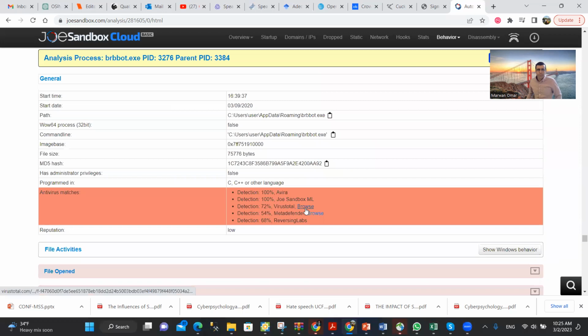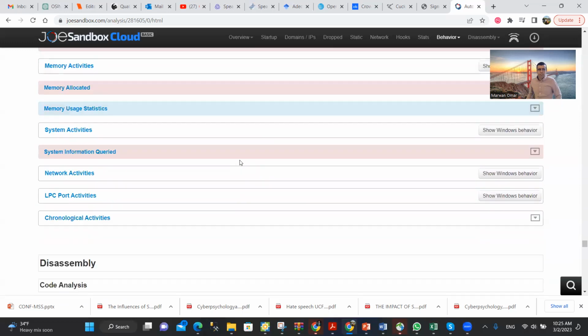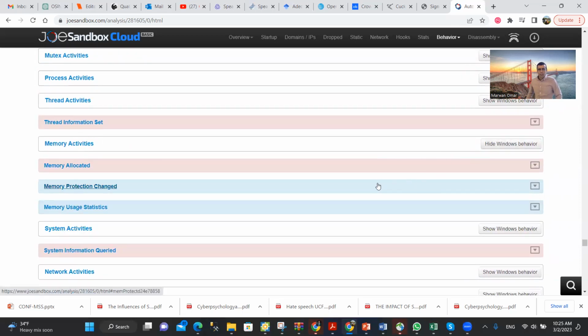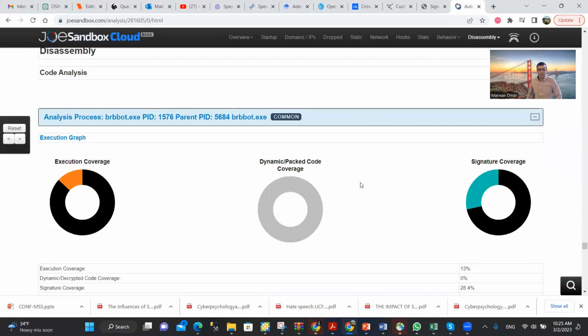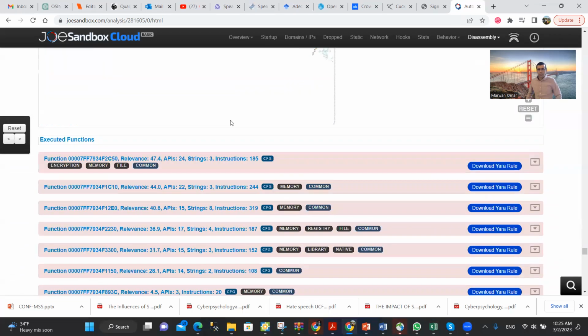So if we click on it, we can see more information here. We can look at the memory usage, memory allocated, memory activities after running this BRB bot. This is the process ID 1576, as you mentioned. This is the parent process. It creates another process within it. Of course, all of this to avoid detection.